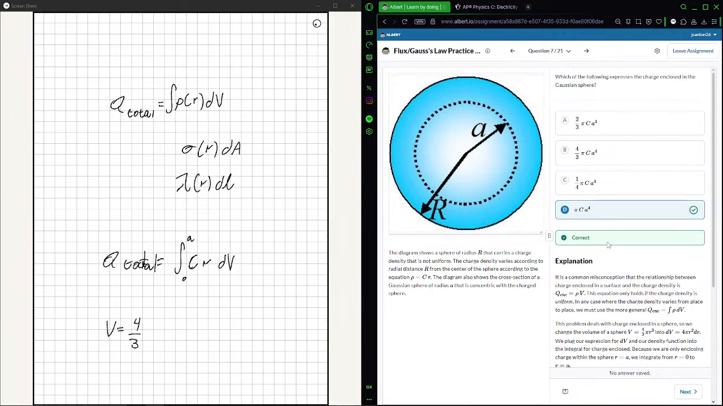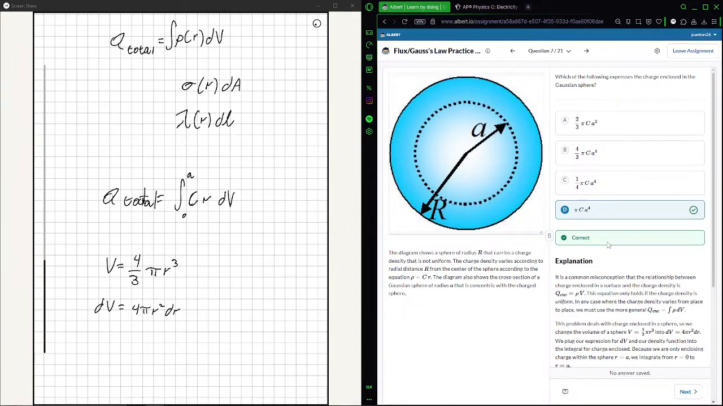So V equals 4/3 pi r cubed, with little r cubed. So dV is 4 pi r squared dr. That's just differentiating, right? dV over dr, that's what we're saying. So we can substitute this in. So we have Q total equals, and these bounds were not correct, CR from 0 to A, which is the maximum, times 4 pi r squared dr.